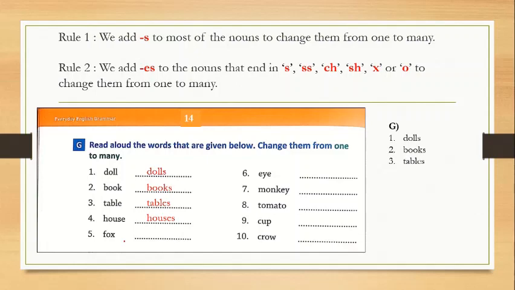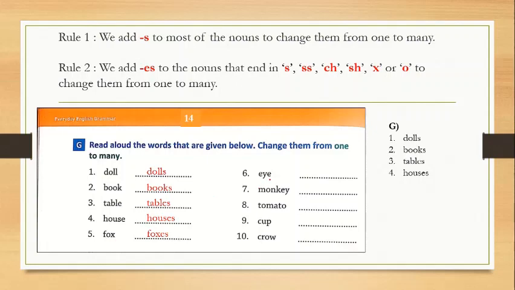Number 5 is fox. What is the last letter in the word fox? The last letter in the word fox is X. So let's look at the rules. When the last letter is X, what will we add to change it from one to many? If the last letter is X, we will add ES. So we add ES at the end of the word fox to get foxes.